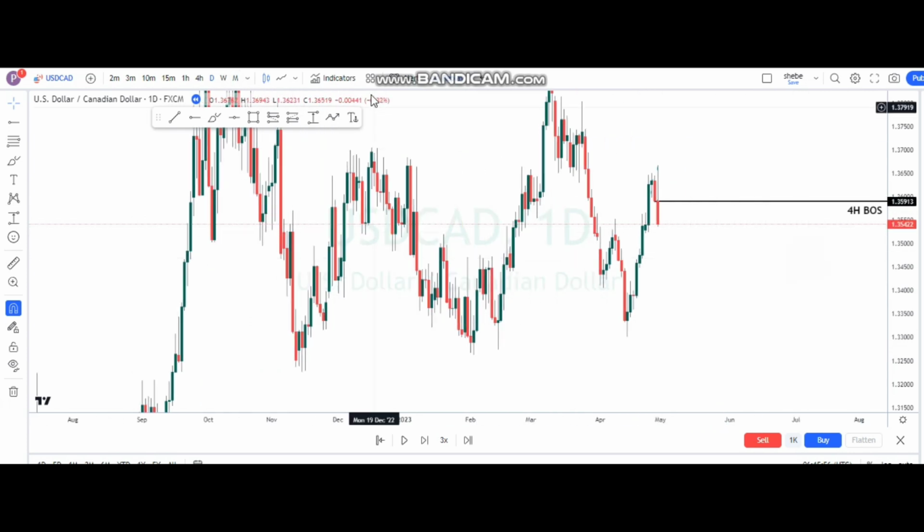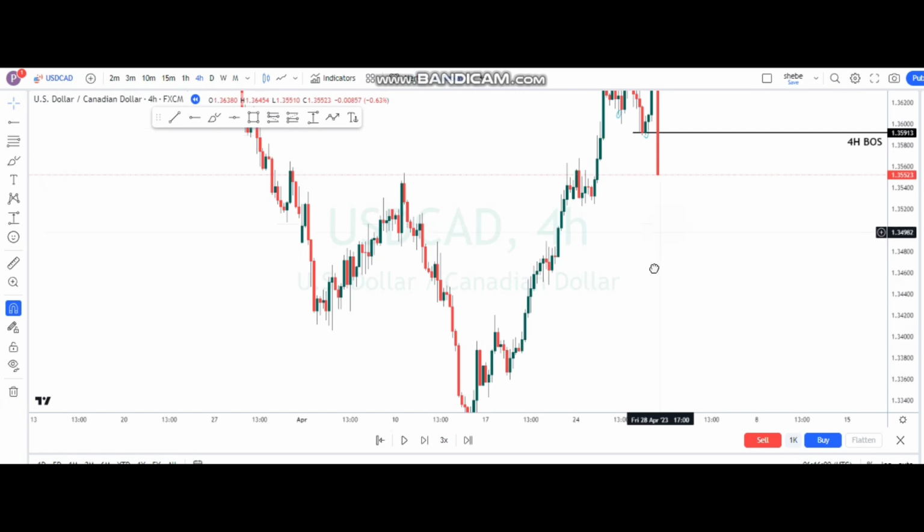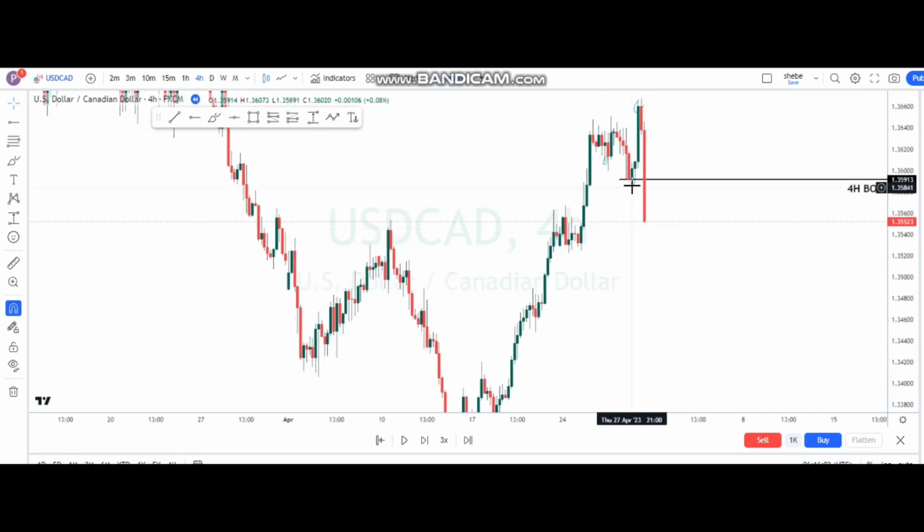So what do we do? We just wait for our break of structure. It happened, and our break of structure happened around here. After that, we just go in daily in our time frame, like you see here.